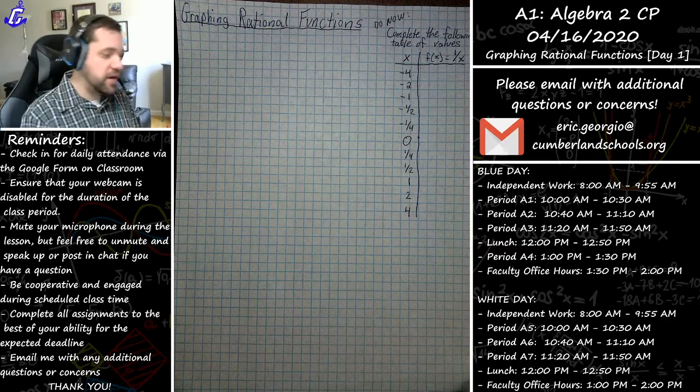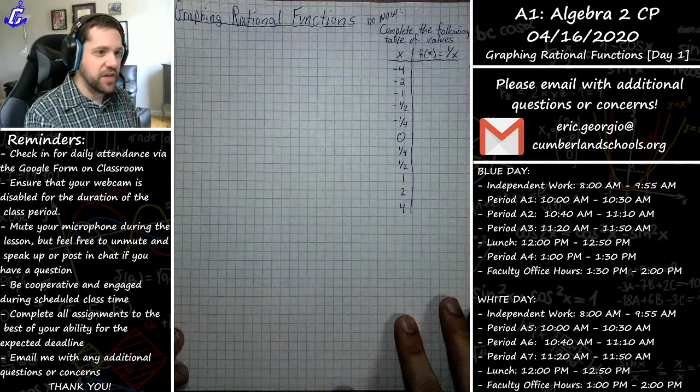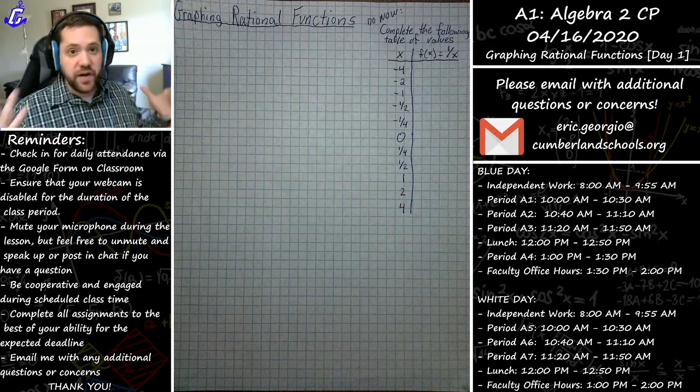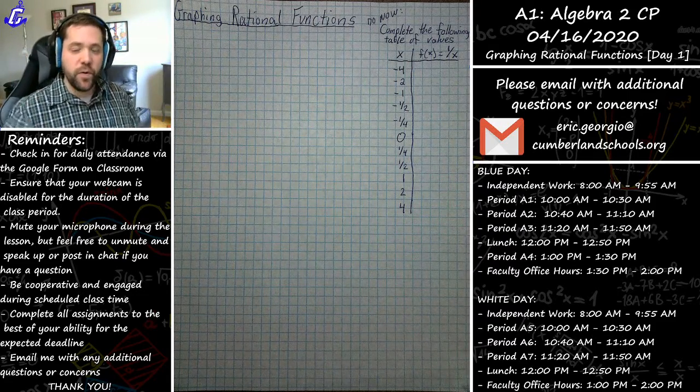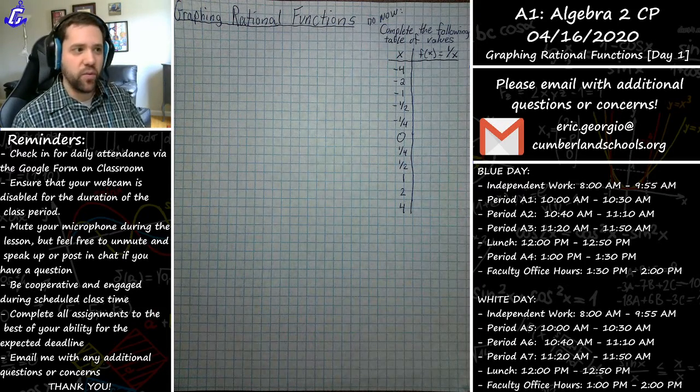Today, we are starting a brand new topic on graphing rational functions. Rational functions are the entirety of quarter 4 for Algebra 2. We're going to start with graphing, we'll move into solving, and then we'll cover some word problems later in the quarter.